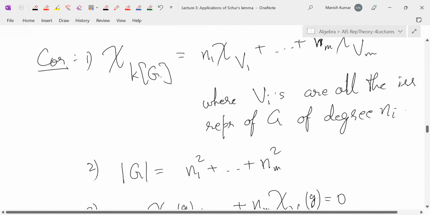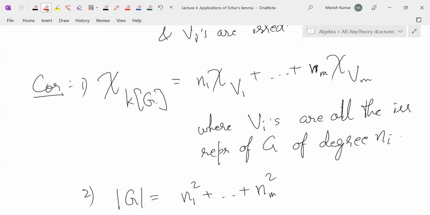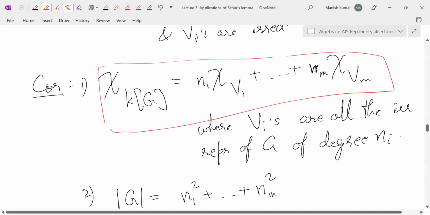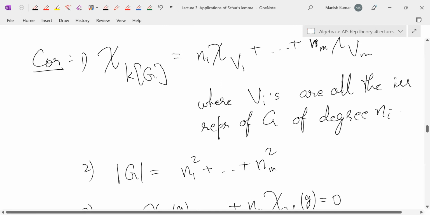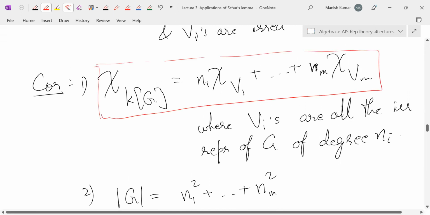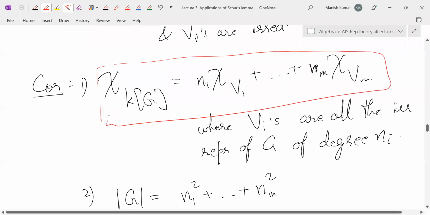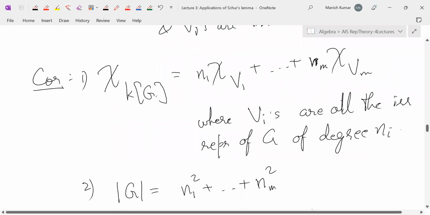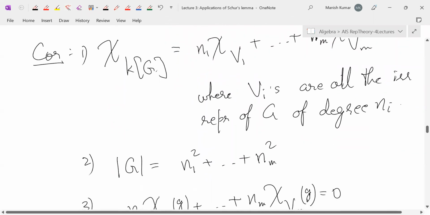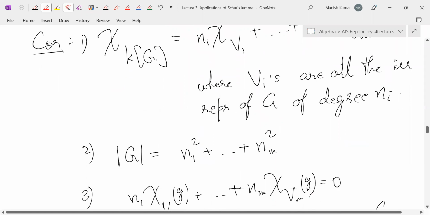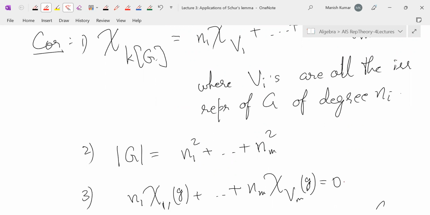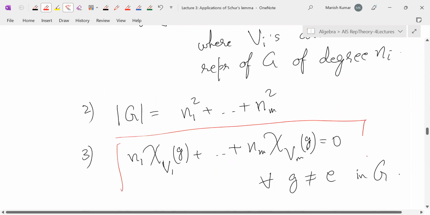Then if you take this first identity and evaluate it at any element g different from the identity, you can think of the second one as evaluating this equation at the identity element of G. Now if you evaluate at a non-identity element of G, what you get is n1 chi v1 of g plus n2 chi v2 of g and so on up to nm chi vm of g. That must be chi of the regular representation evaluated at g, but that is 0 when g is not the identity. So this is equal to 0 whenever g is different from the identity.